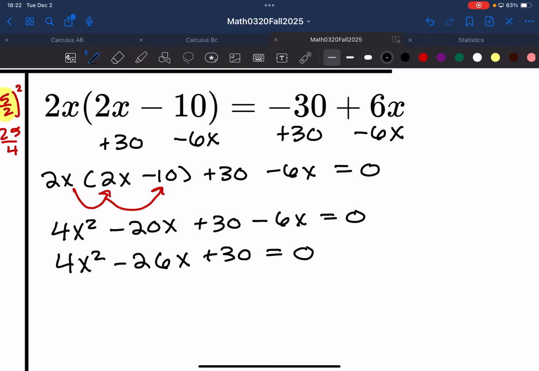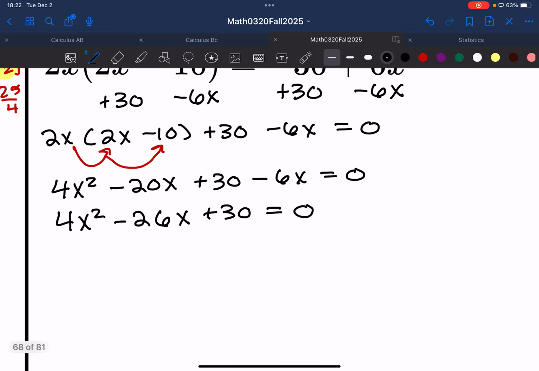Okay. Let's see. This is gonna be not a pretty one. 6.5. That's okay. That's okay.